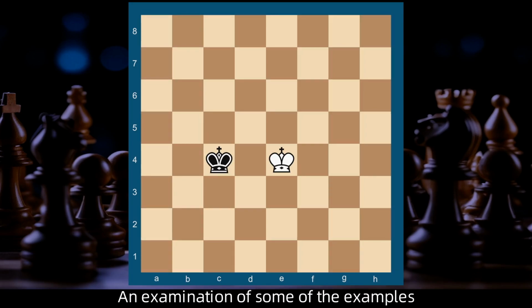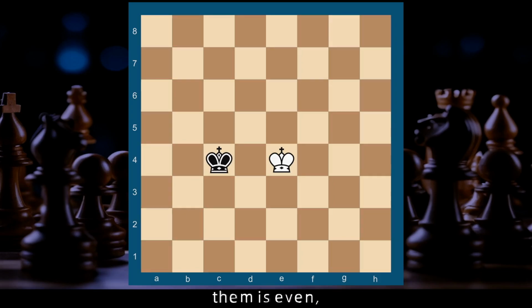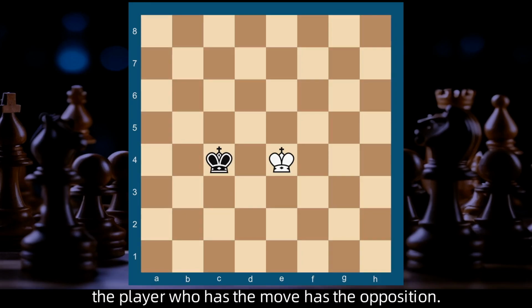An examination of some of the examples of king and pawn endings already given will show several cases of close opposition. In all simple forms of opposition, when the kings are on the same line and the number of intervening squares between them is even, the player who has the move has the opposition.